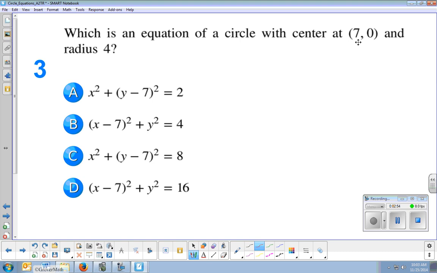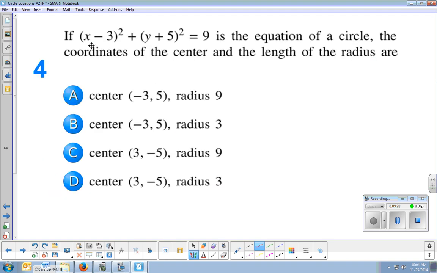All right, how about this one? The center is 7, 0. So that means I'm looking for my x minus 7. And my y value is 0. So we're not going to write y minus 0 squared because y minus 0 is simply y squared. So when one of your coordinates is 0, you see that it's just going to end up being plus y squared, which again both B and D have. Radius is 4, but radius squared, it's not 4, is 16. So the answer is D.